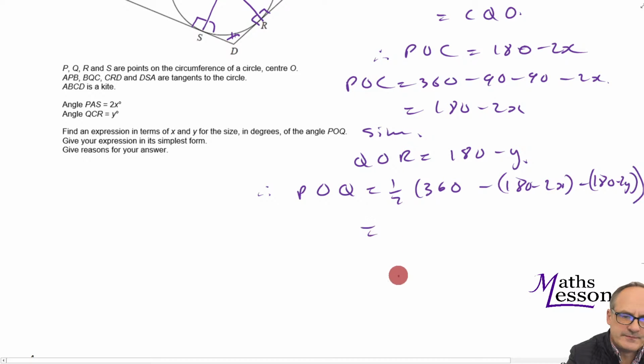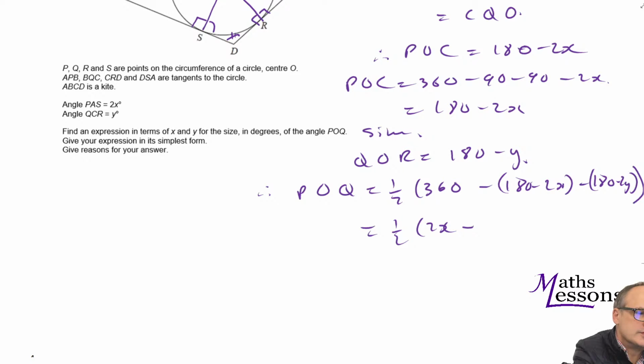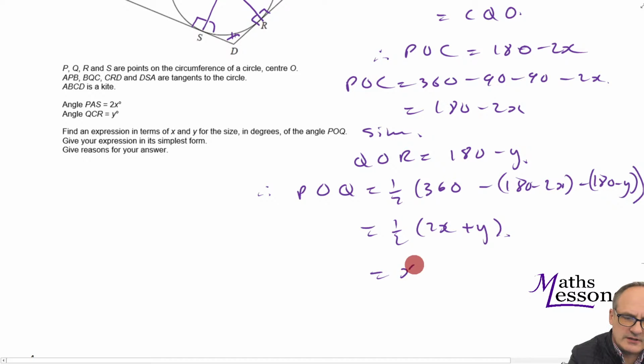Final brackets in. So the 360 cancels. So we're just left with a half of 2x. That's not 2y there, apologies. Plus y there. Minus 5. So we get plus y there. So we get (x plus y) over 2 for our final answer.